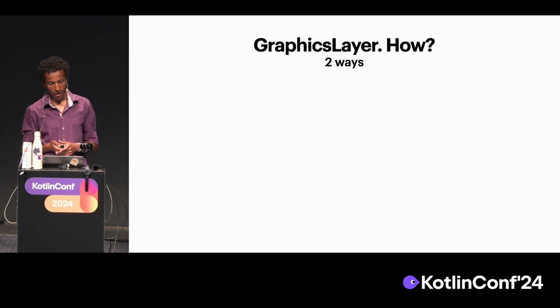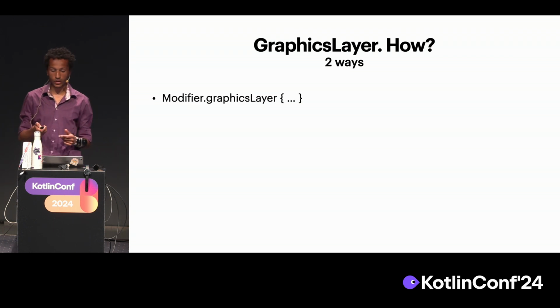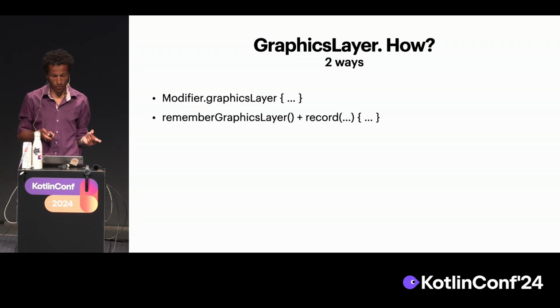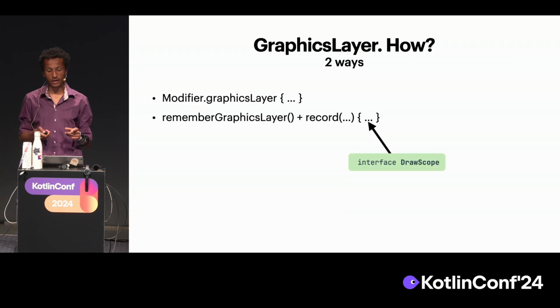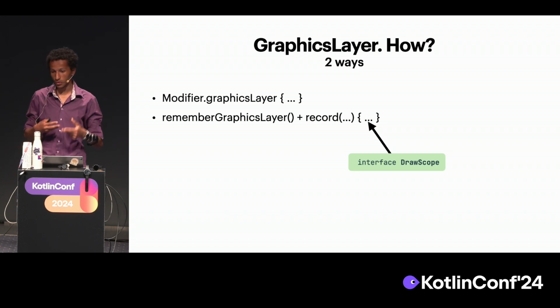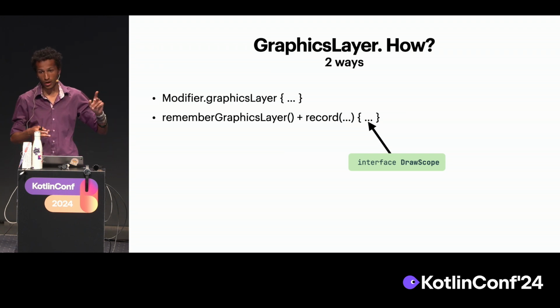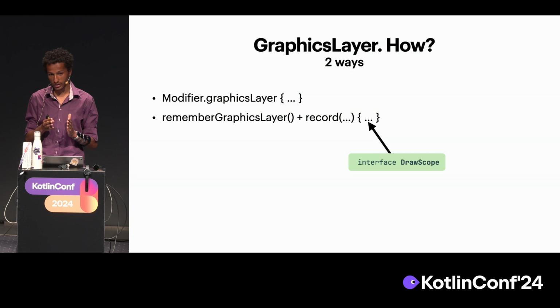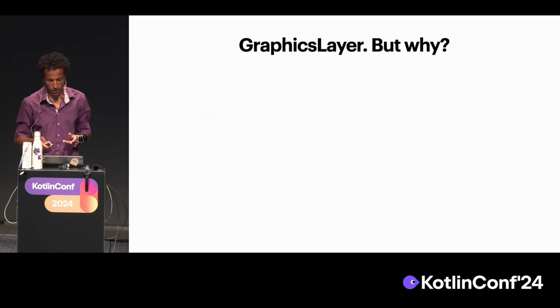So graphics layer, how? There are two ways. As I told you, modifier graphics layer and remember graphics layer plus record. The record lambda that you pass to it gives you a DrawScope. So it's like you are in a canvas. It's exactly the same APIs, but the nice thing is that the other parameters of record allow you to give it a smaller size, which means that it will then be cheaper in the GPU memory.